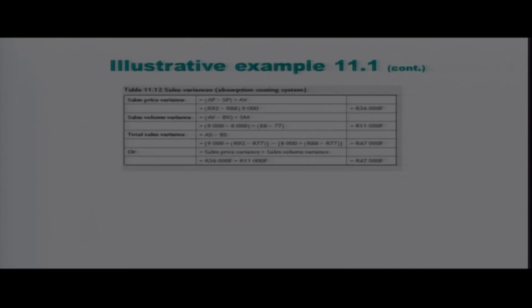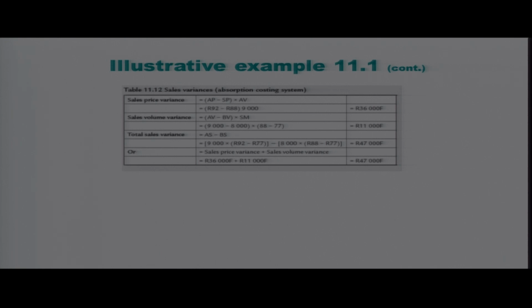In example 11.1, with the information given, we need the formula to calculate our sales price variance. Remember guys, there's a difference between the absorption costing and the marginal costing. So we are first going to be looking into the absorption costing. So the formula will then say for the sales price variance, actual price minus standard price multiplied by actual units sold.